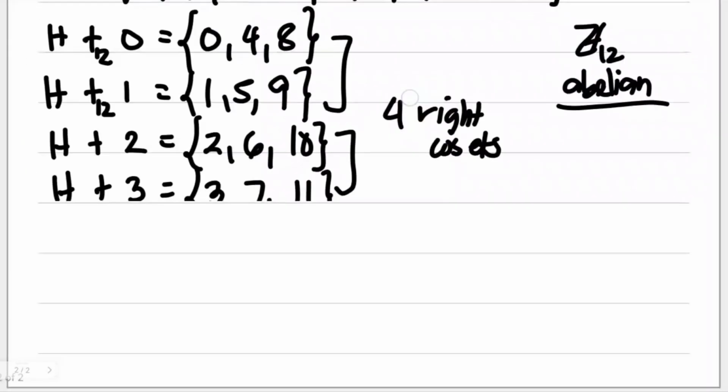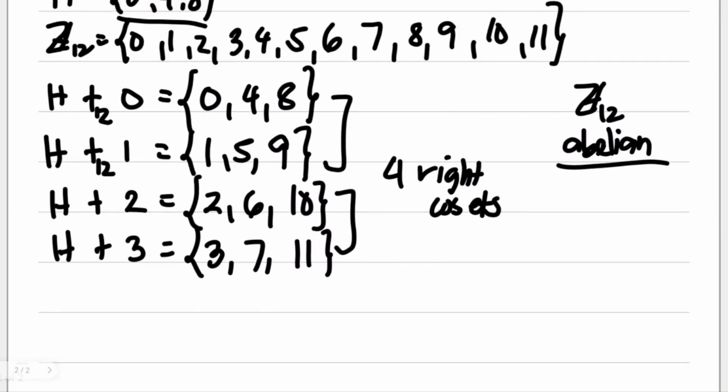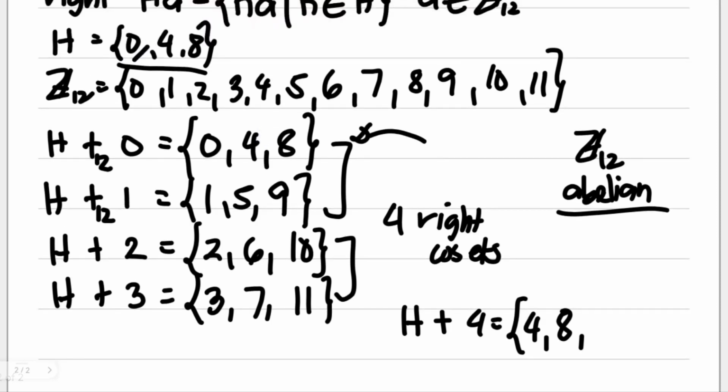Of course, if you continue this, just like earlier, if you have h plus 4, this will just return to the first one here. Same as earlier: 4 plus 0 is 4, 8 plus 0 is 8, 0 plus 4 is 4, 4 plus 4 is 8, 8 plus 4 is 12. That's 0 modulo 12. So we still have the same result.